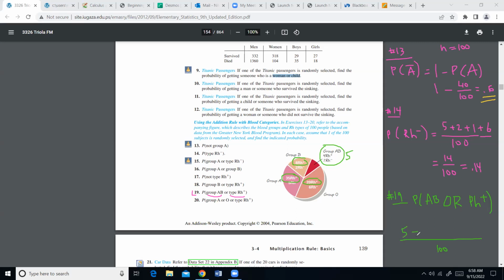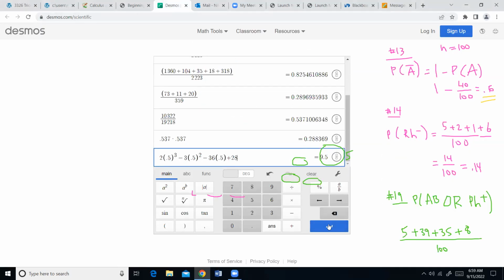So I start adding the stuff that is not present here. I go with O, which is 39. Next is group A, which is 35. And finally, in B, we have 8. So it looks like we just select numbers and add them all together. And if you're not sure how to add these, use a calculator. Make sure you get the right answer.